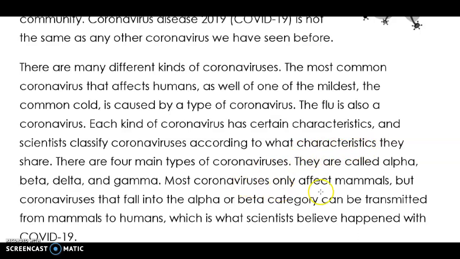The most common only affect mammals, but coronaviruses that fall into the alpha and beta category, make a note of this, those viruses that fall in the alpha and beta category can be transmitted from mammals to humans, which is what scientists believe happened with COVID-19.